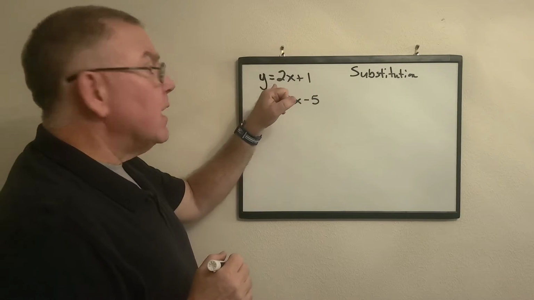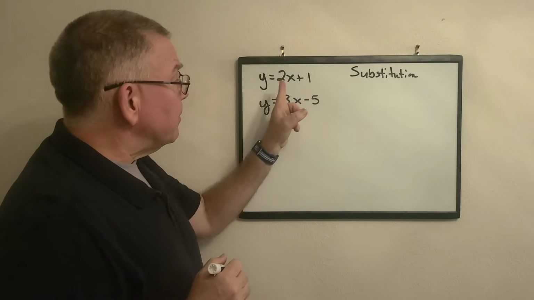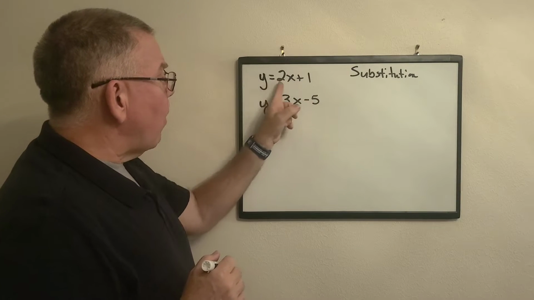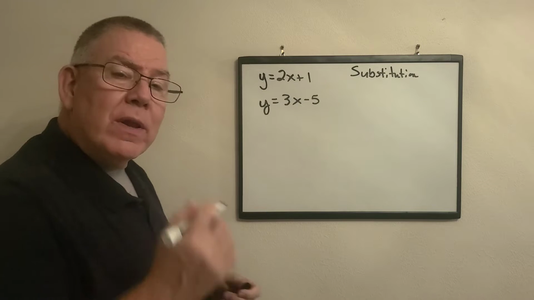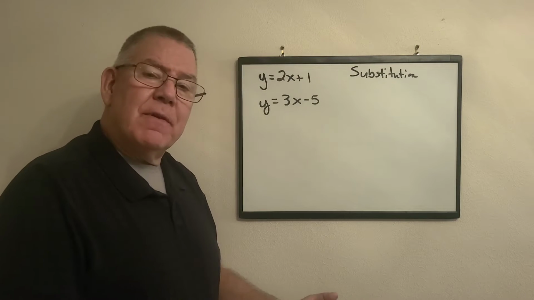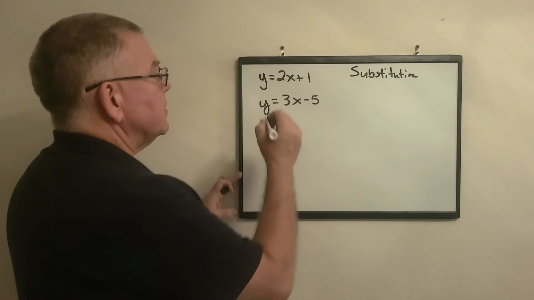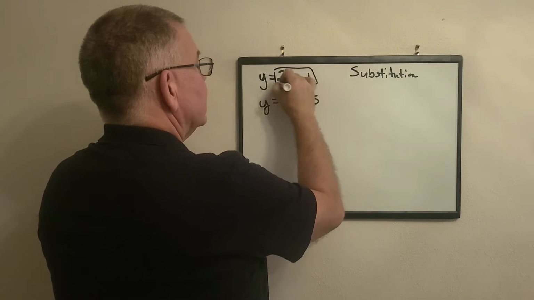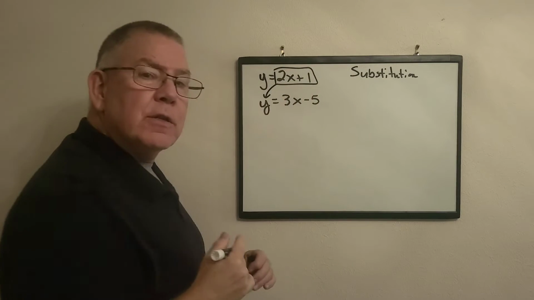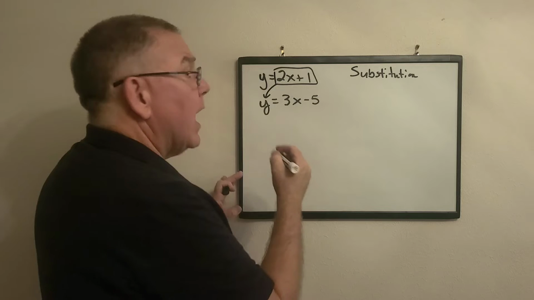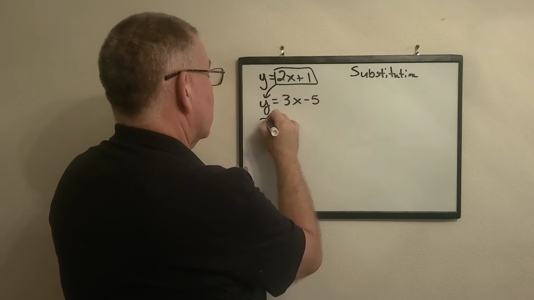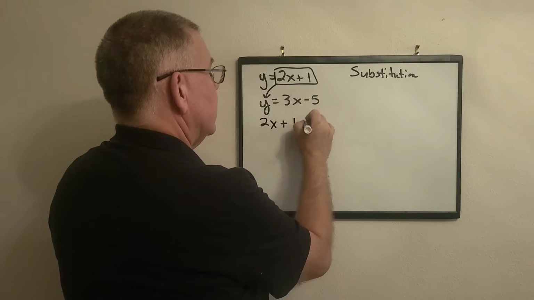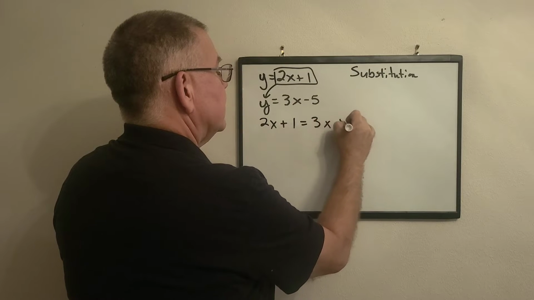I'm going to take this top system and plug this value that I have for y into the bottom system. What it does is I already eliminate a variable and I'm just going to have one variable to solve for. So I'm going to take 2x plus 1 and plug it in to y. This creates a new equation: 2x plus 1 equals 3x minus 5.